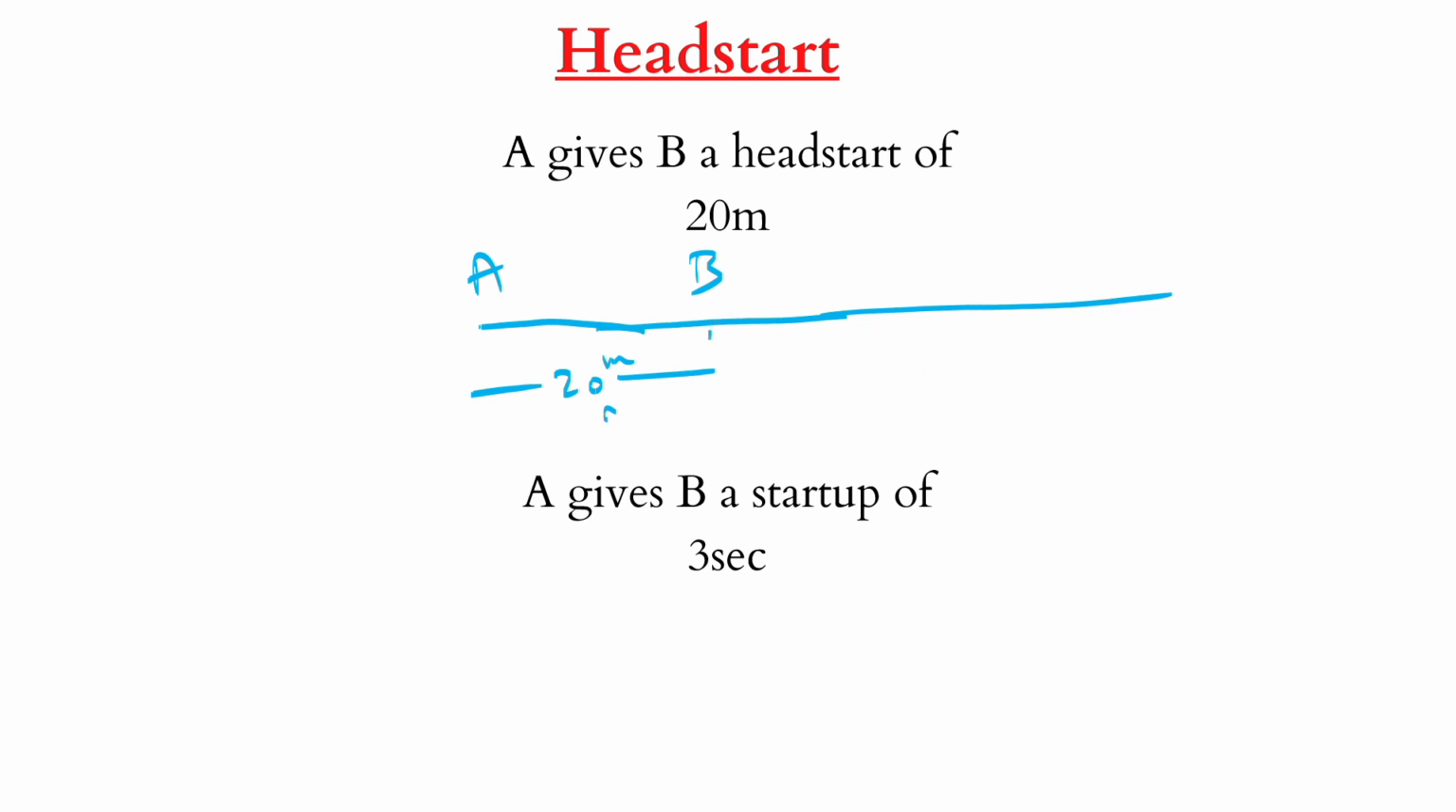That means if B starts from here, A will start from here, right? B will start its race 20 meters ahead of A, right?